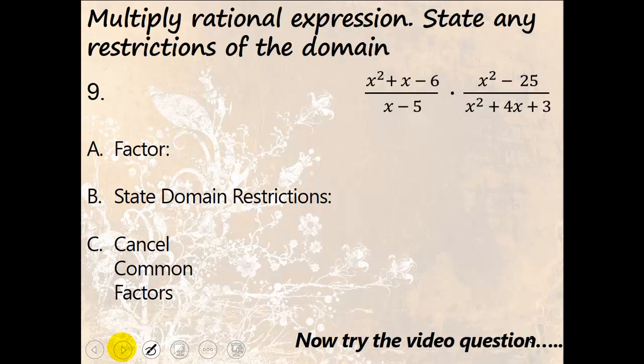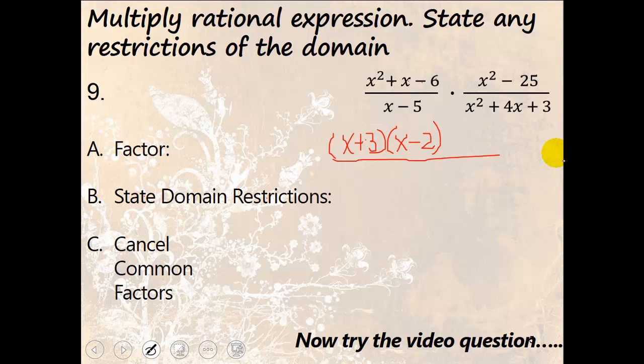Okay, so now we're going to multiply. So the thing to do is factor first, then state the domain restrictions based on those factors and cancel any common factors out. So x squared plus x minus 6, well, that's going to be x plus 3 times x minus 2. It has to multiply to negative 6, add to positive 1: 3x minus 2x.